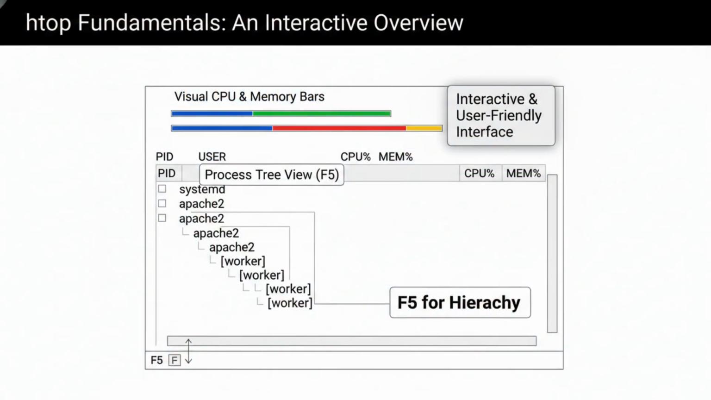Before we delve into advanced features, let's quickly refresh our understanding of htop. Unlike its predecessor top, htop provides a visually rich and interactive interface, making it incredibly user-friendly for real-time monitoring. You'll immediately notice the color-coded CPU and memory bars at the top, giving you an instant overview of resource utilization. One of its standout features is the process tree view, accessible by pressing F5. This allows you to visualize parent-child relationships between processes, which is crucial for understanding process hierarchies and identifying runaway applications. htop's interactivity and visual feedback are what set it apart for quick diagnostics.